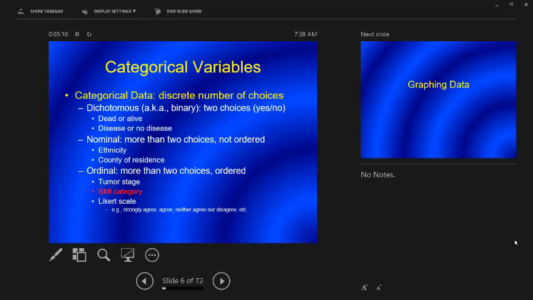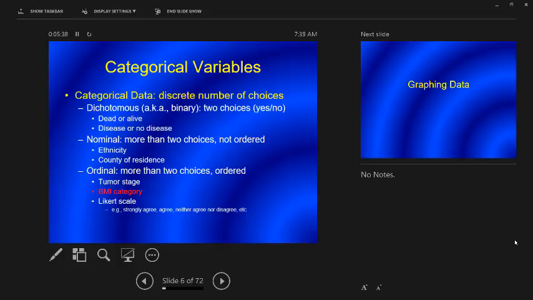Examples of a nominal variable could be something like ethnicity: Caucasian, African American, Asian, Hispanic. Those are just names with no inherent order. So ethnicity would be a nominal variable, as opposed to something like tumor stage, 1, 2, 3, 4, or BMI category like underweight, normal, overweight, obese. Those are categories that have an inherent order. So that's how you would distinguish nominal versus ordinal.